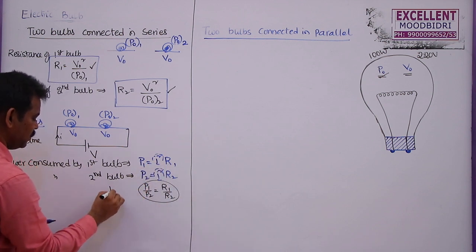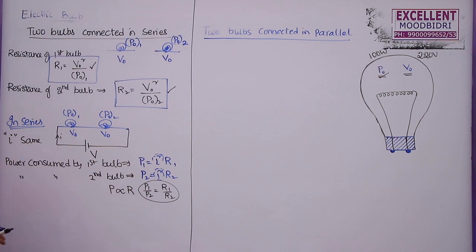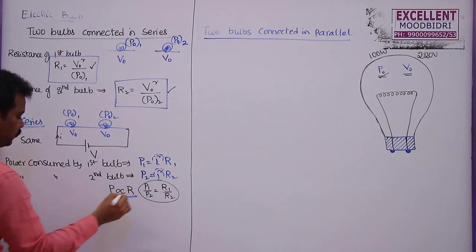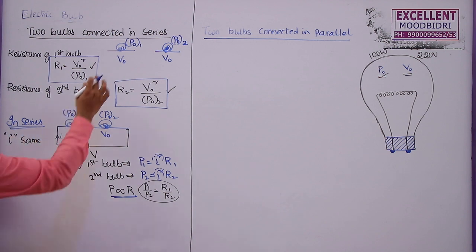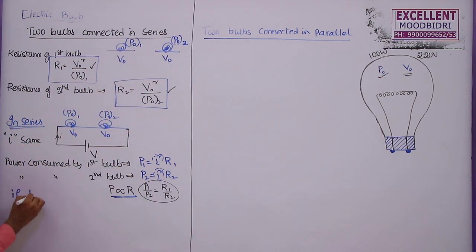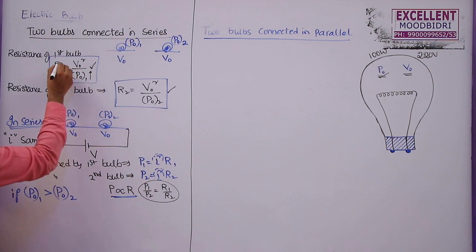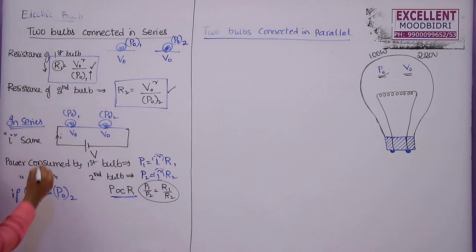From this we can write power consumed is directly proportional to R in series combination. Now in this case, let us say the power rating of the first bulb is greater than the power rating of the second bulb. If power rating is more for the first bulb, resistance must be less. So we can write R1 less than R2.